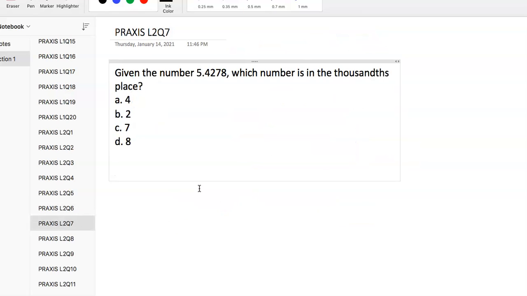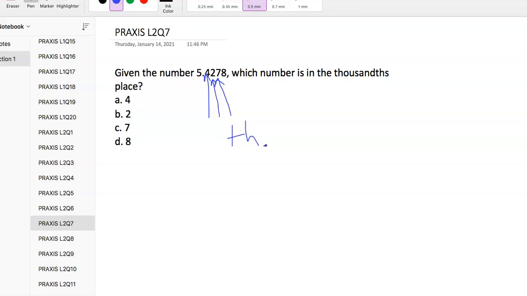Thousandths place. Okay, so we just need to know where all these places are for the decimal. So the first number to the right of the decimal is the tenths place. Right there, that 4, that's the tenths. Then we go hundredths for 2, and then that's our thousandths place. We'll say TH for the sake of brevity and time, right? And so our answer is 7, right? So just remembering as we're going to the right of the decimal, tenths, like THS at the end of all these, tenths, hundredths, thousandths. I doubt they'll ask you past thousandths.